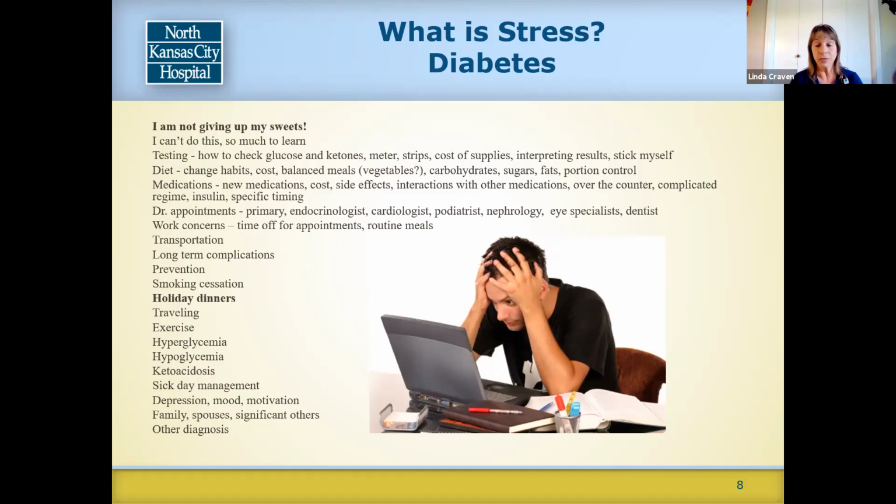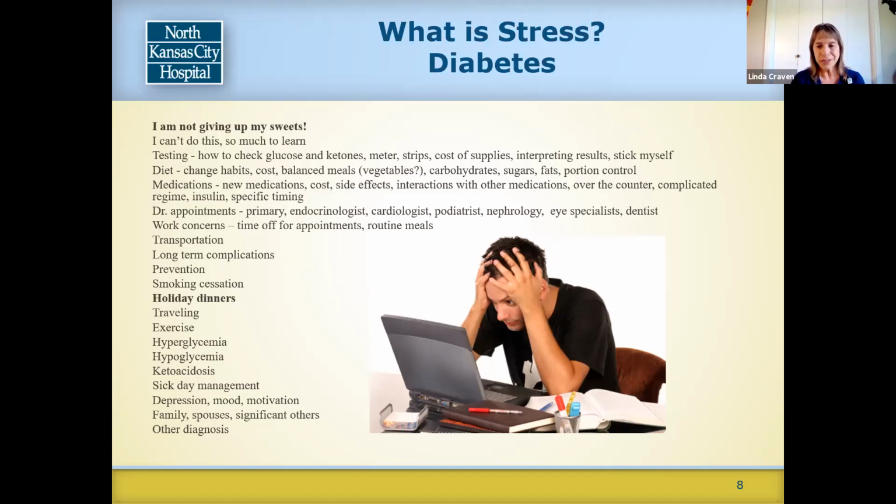I've got to make sure I'm eating routine meals when I have diabetes. If I'm not working and maybe I'm an older person, transportation might be an issue. I have to think about long-term complications, prevention, smoking, holiday dinners. That is a major concern for people around holiday time. Some people just simply don't go to holiday dinners because they are so stressed out about having diabetes and having to bypass all those delicious sweets and foods. So that's a big concern for people.